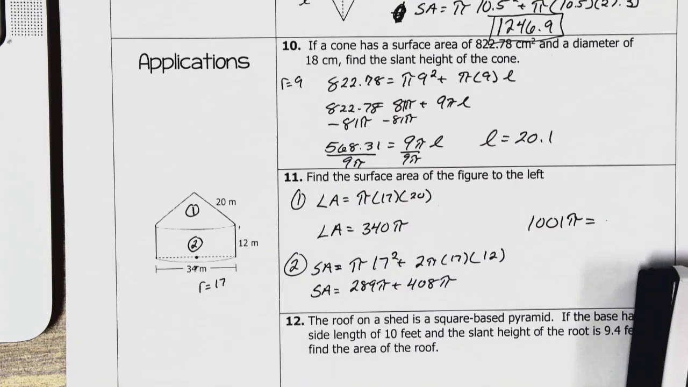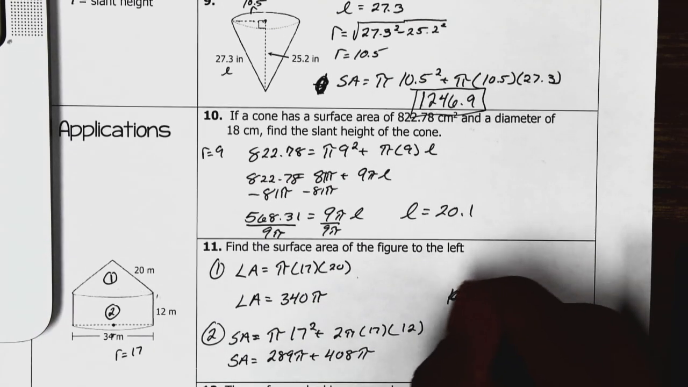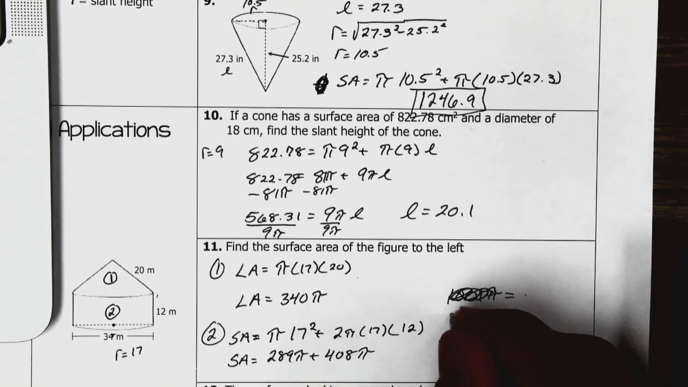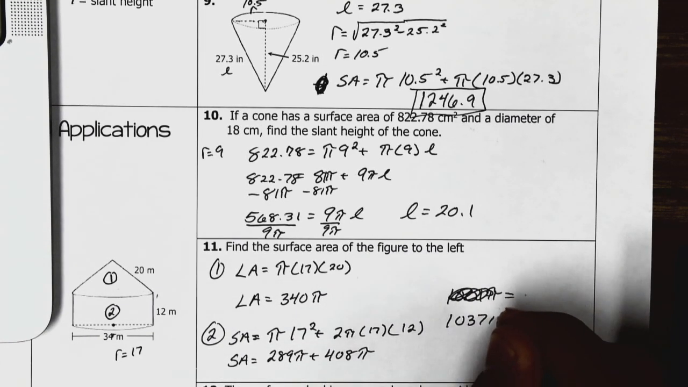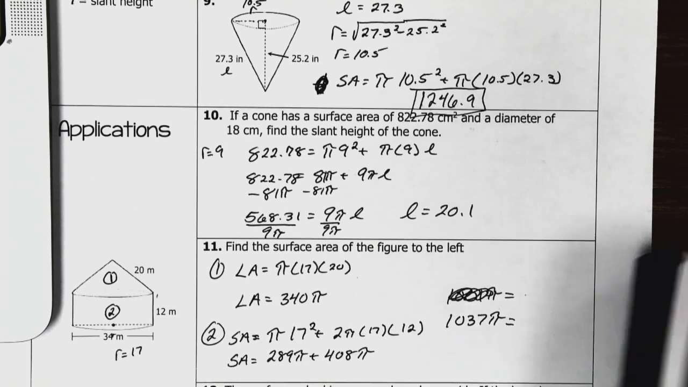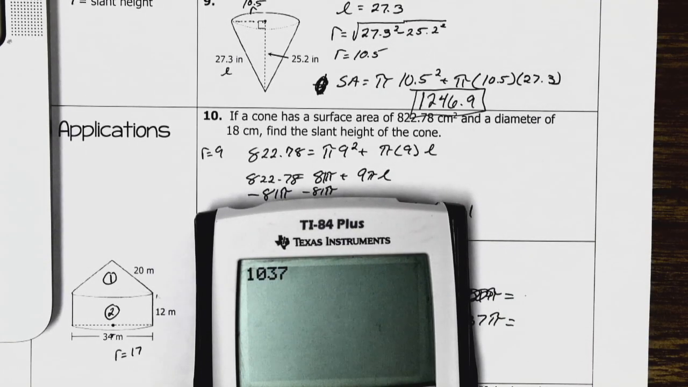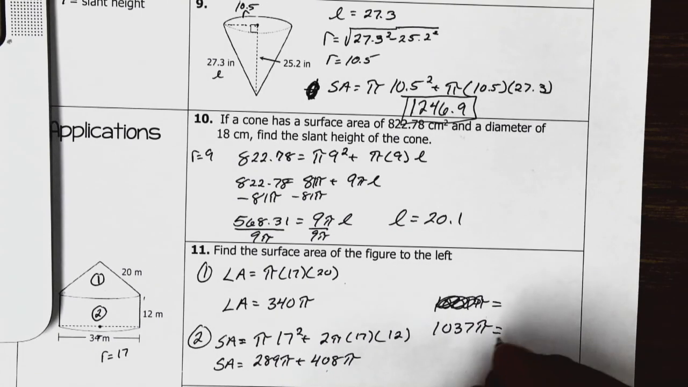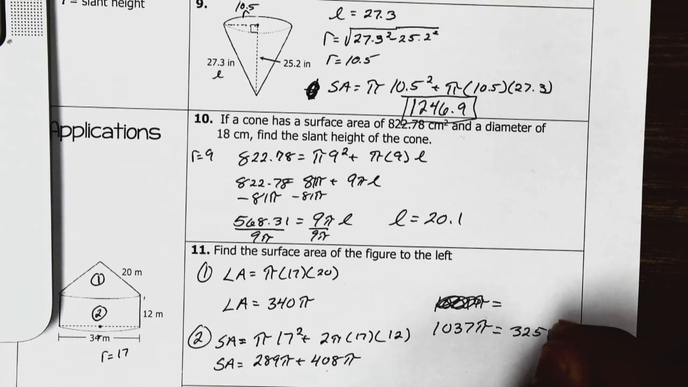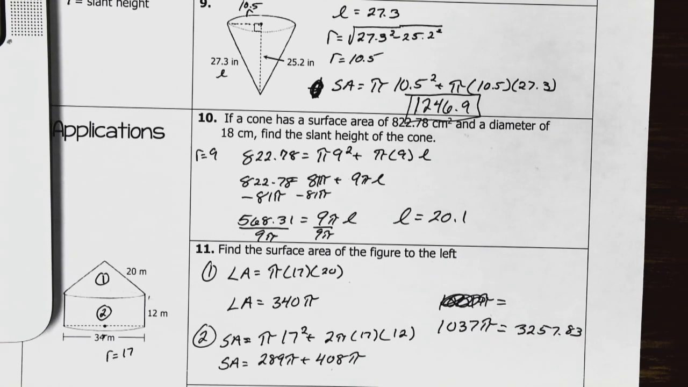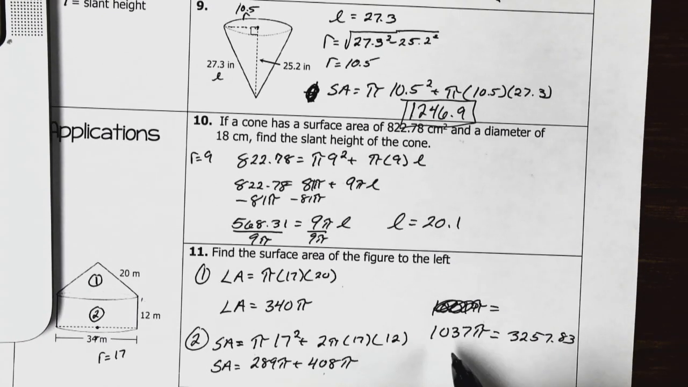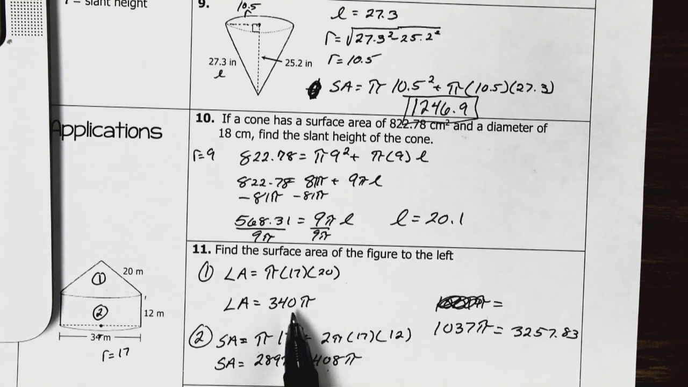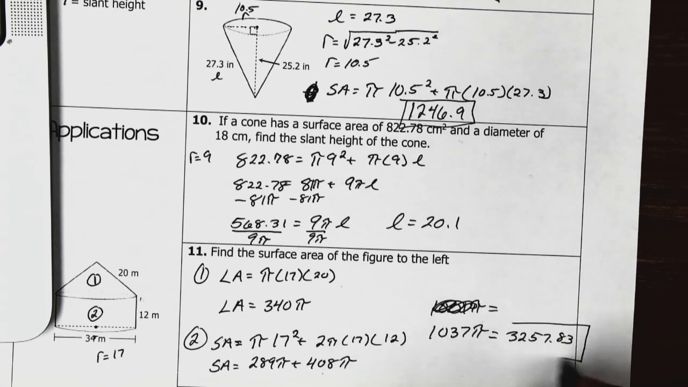There it is, 1037. Okay, so I actually put 304 right here instead of 340. So 1037 pi. There it is. That's the correct answer. 3257.83. There you go. Okay, good. So I got this, remember, by adding these 3 together right here to get this, and this is the final answer.